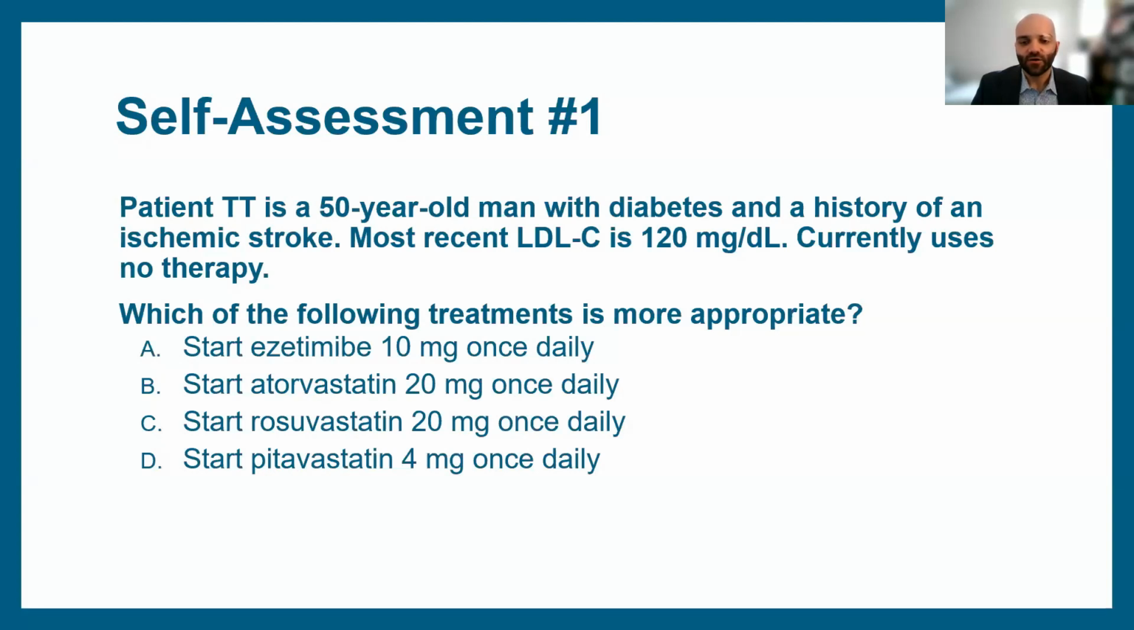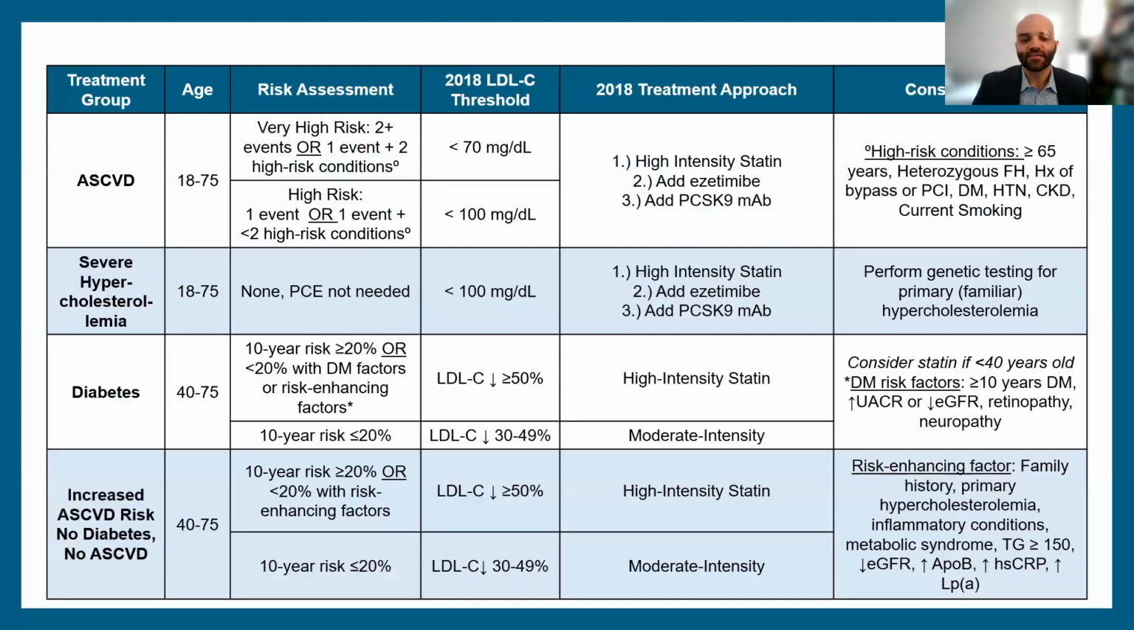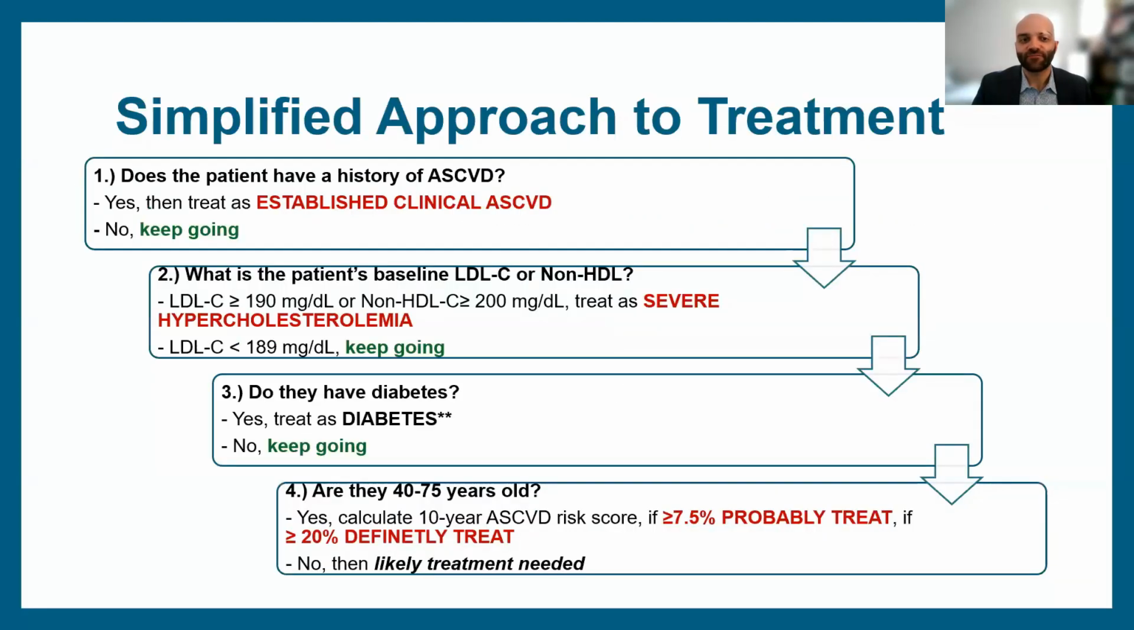Okay, great. So looking here, we're seeing a pretty even split between our atorvastatin 20 milligrams and rosuvastatin 20 milligrams. Let me dive into that a smidge for you here. Thinking back to the workflow that we had created, we're going to first ask, do they have a history of ASCVD?